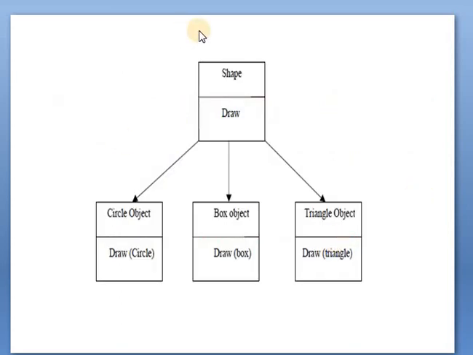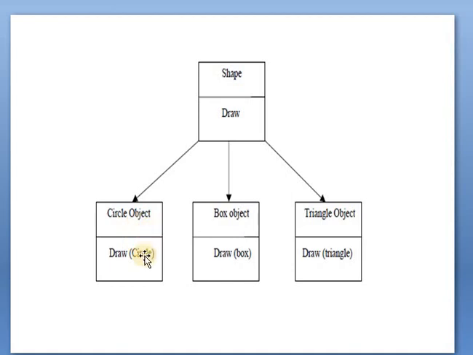Here is one example of polymorphism, that is function polymorphism or function overloading. Here we see that shape is a class and it has one function, that is draw. From that shape class, three classes are derived. Three objects are created, that is circle, box and triangle. But they have the same function name, that is draw circle, draw box and draw triangle. The function name is the same, that is draw, but it behaves differently.